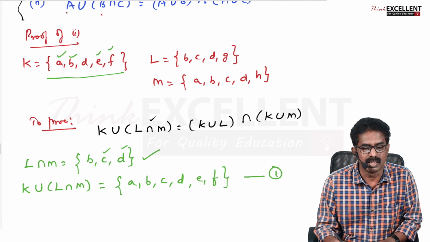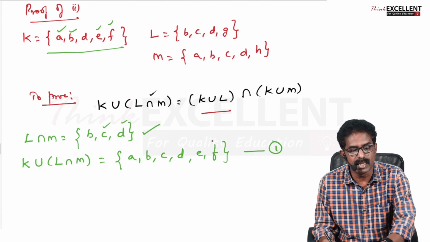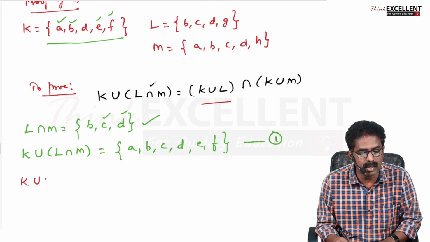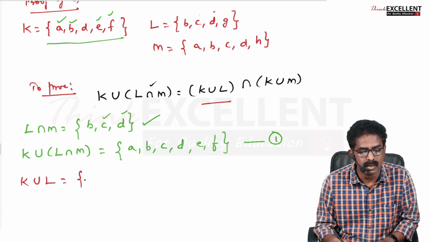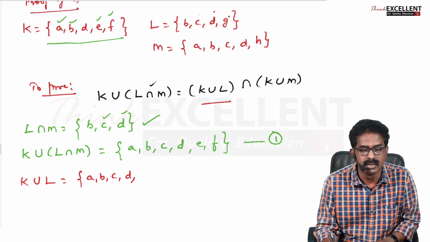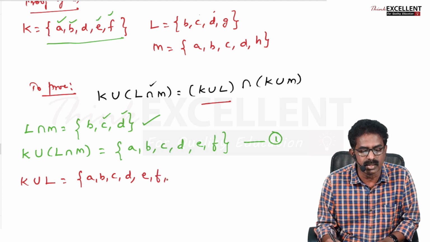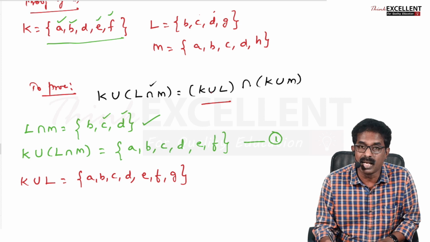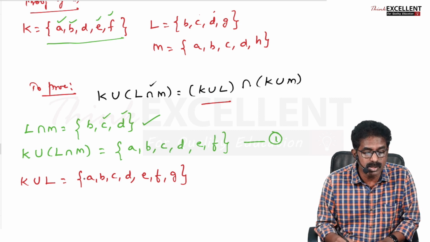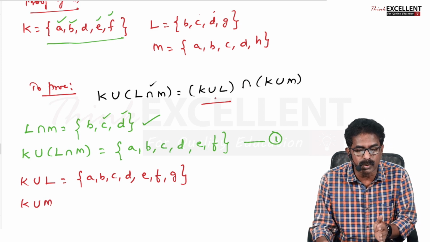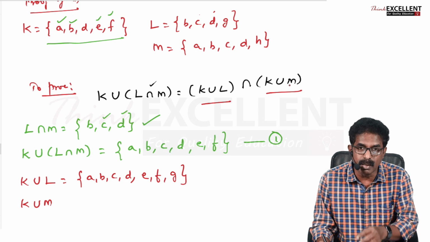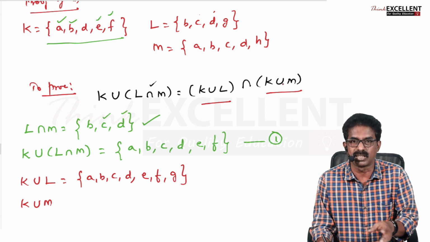Now to find RHS, first you need K union L. So K and L, find the union: A, B, C, D, then E, F, G. This is K union L. Then you find K union M also. Because there are two brackets, find both separately. K union L first, then K union M, then you find the intersection of both.